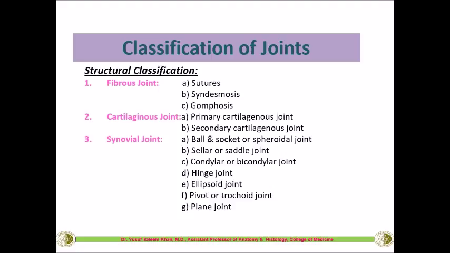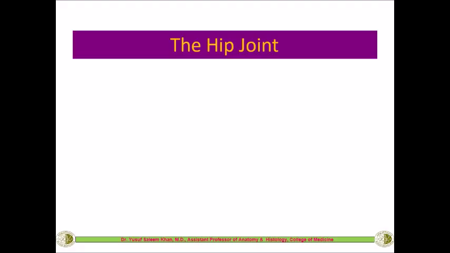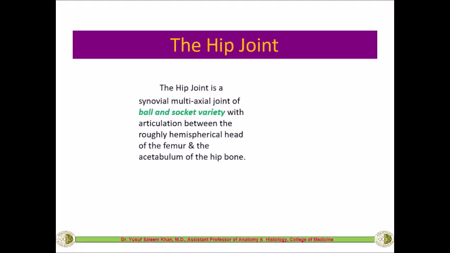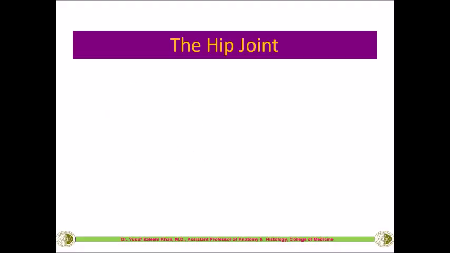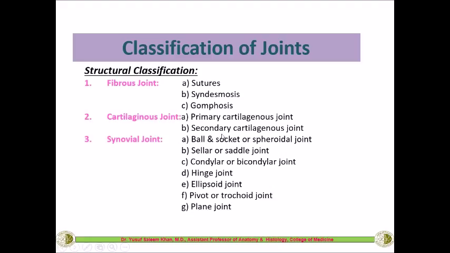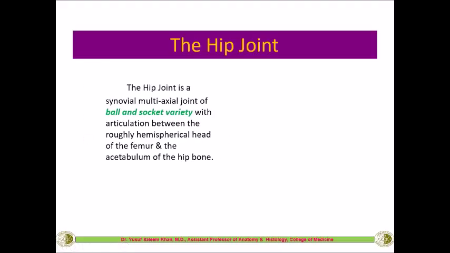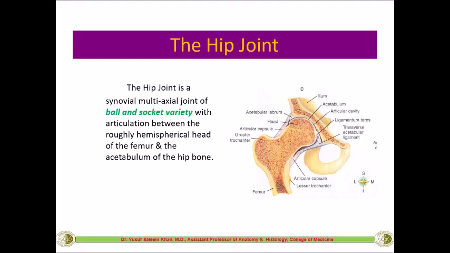Now we'll study each joint in the lower limb, and we'll try to see in which classification these joints will fit. To begin with, we'll talk about the hip joint. The hip joint is a synovial joint, so it comes under this classification here. It is the ball and socket type, also the spheroidal joint. It is a multi-axial joint, so the movements here will be in different directions, with articulation between the head of the femur and the acetabulum. So this is the head of the femur here, and this is the acetabulum.